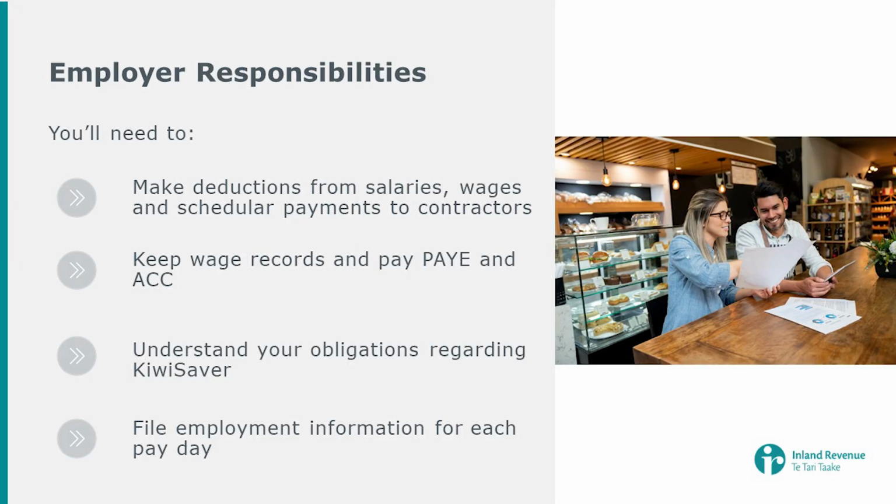One of the key responsibilities for employers is to make deductions from wages and from scheduler payments made to contractors. You must keep wage records and budget for PAYE and ACC. You'll also need to ensure your employees complete their tax code form and any KiwiSaver forms if they're eligible. Employers must also file employment information returns on a payday basis.